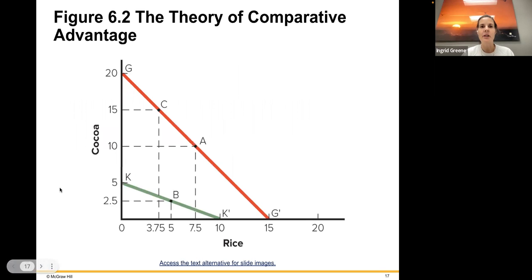Let's talk about that example with Ghana and Korea again. So here, this line is saying that Ghana is more efficient with cocoa than it is with rice. Without trade, each country must consume what it produces. But with trade, each country uses half of its resources to produce rice and half of its resources to produce cocoa. So again, we're getting more efficient when we share and trade.